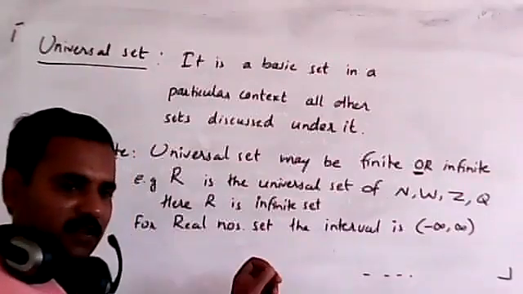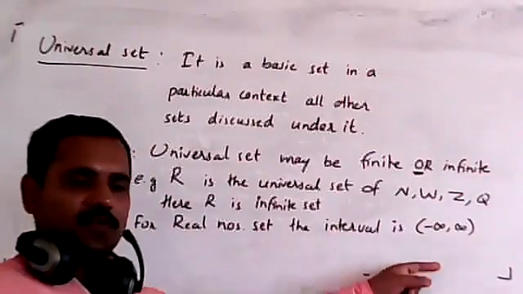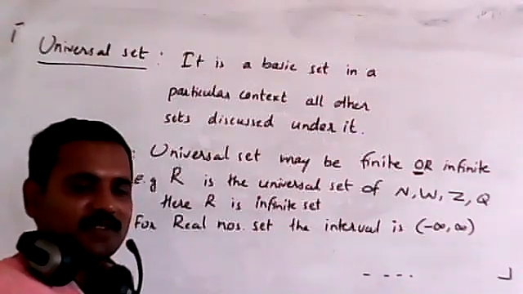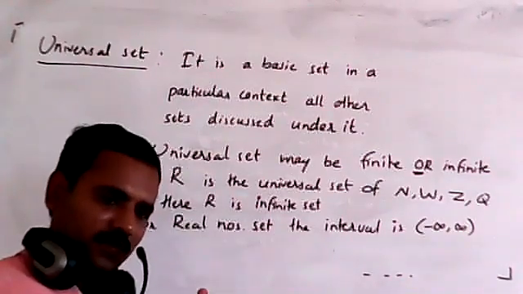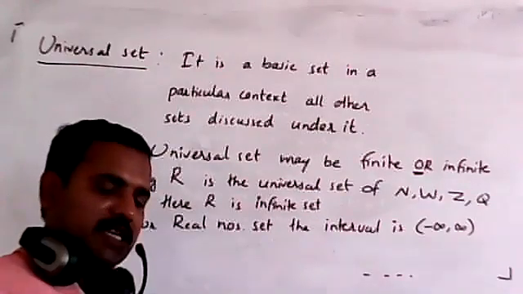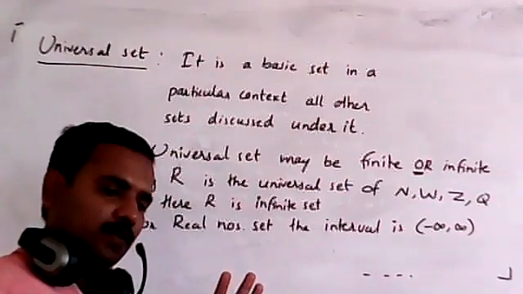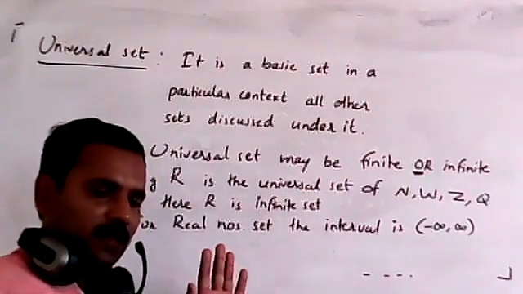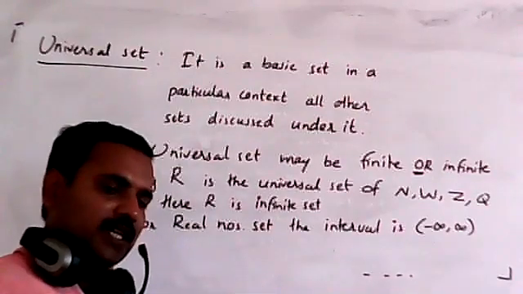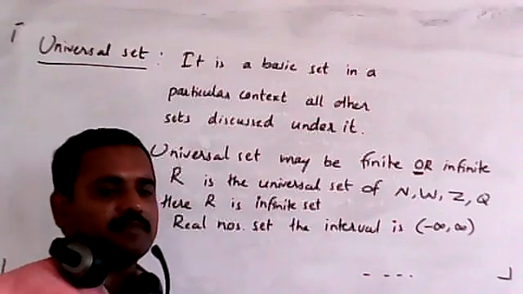Somebody asked a very good question. The interval has been shown for the real number set. Minus infinity and plus infinity are not included, but between minus infinity and plus infinity, all the numbers are included, excluding minus infinity and plus infinity itself. Clear?